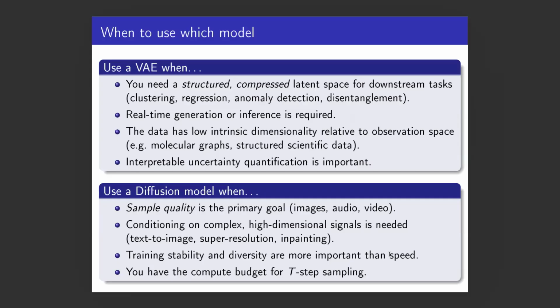If you use a diffusion model, this is typically the model which is now being used for images, for videos, audio. You need to condition on complex high-dimensional signals, text to image, super resolution, etc. Training stability is more important than speed, and you have the compute budget. And you will see when you run the codes, which we have online, that they are pretty slow. And if you run on a CPU, you can just sit there and wait for a long, long time, even for the simpler MNIST data set which we have.